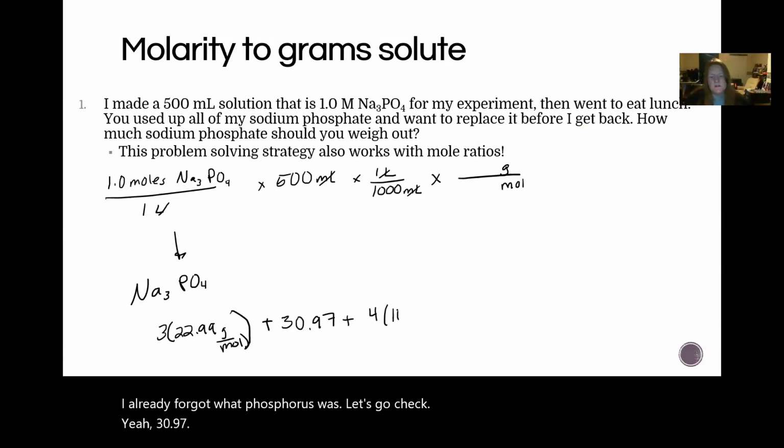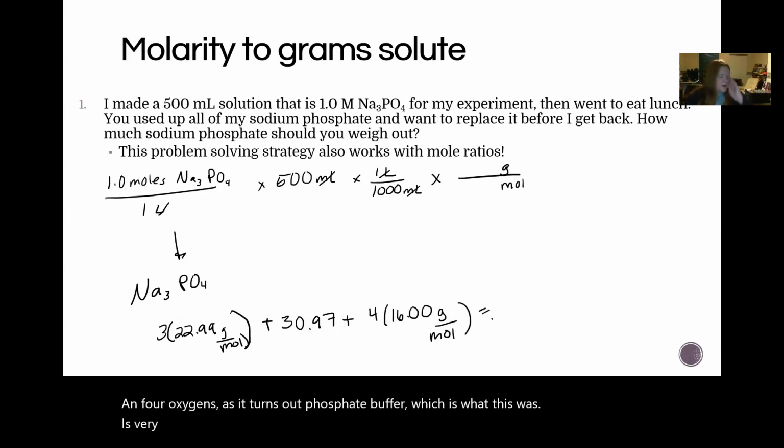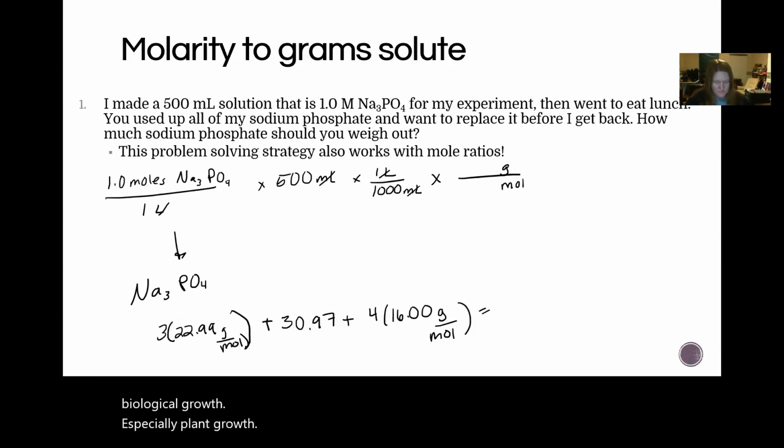And 4 oxygens. As it turns out, phosphate buffer, which is what this was, is a very common ingredient in biological systems. Phosphate is often the limiting reagent in biological growth, especially plant growth. All right, so our total here is 163.94 grams per mole.